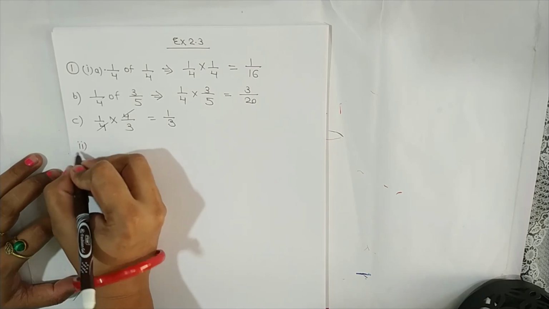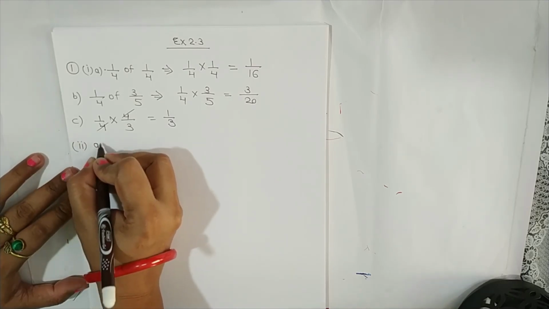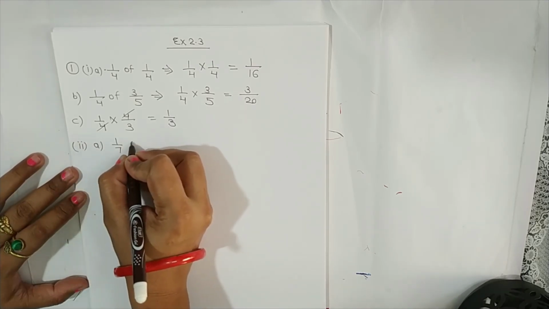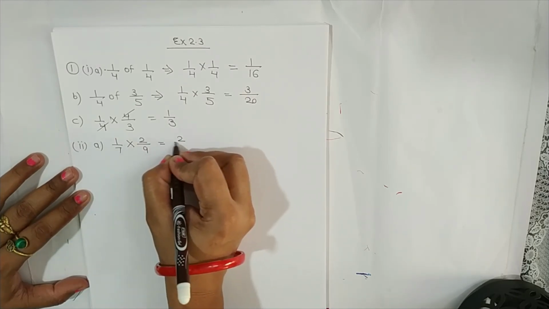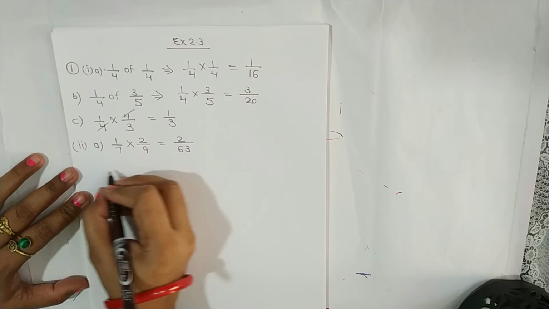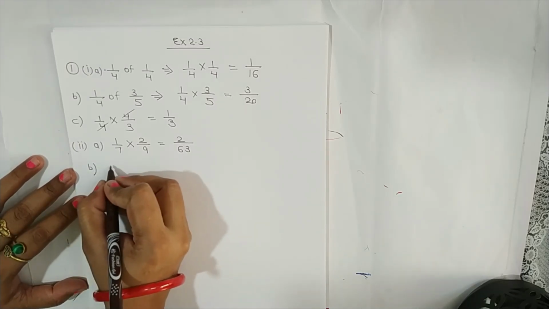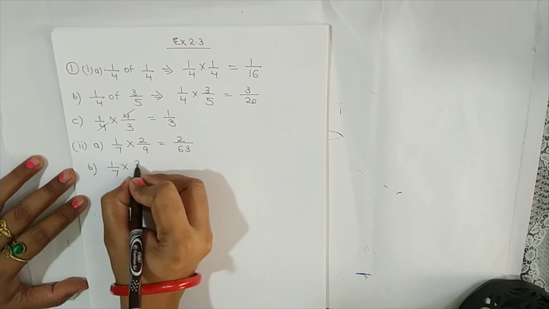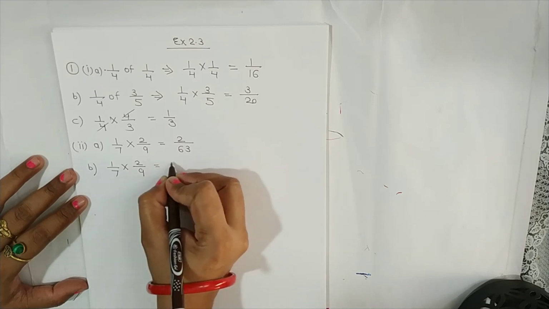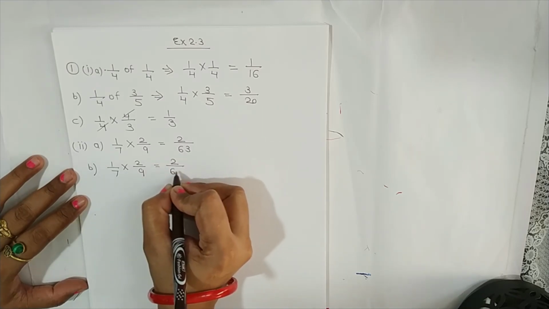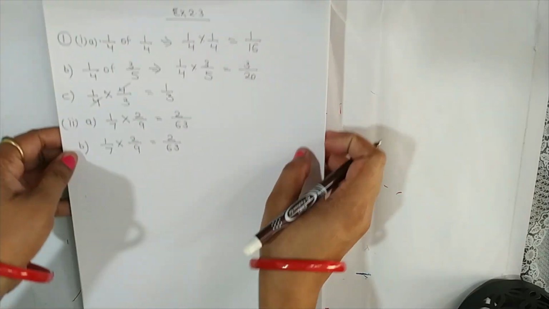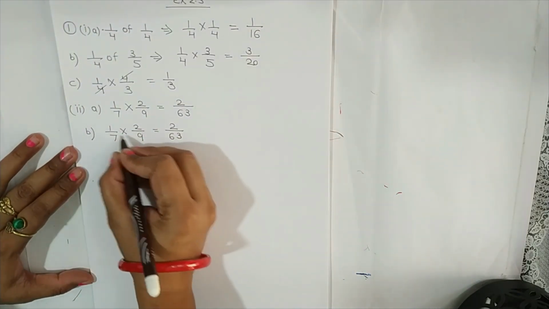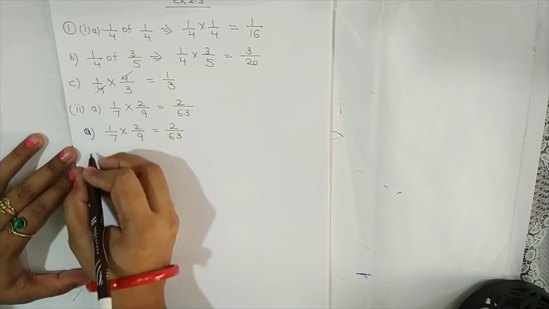Now second, A part, 1 upon 7 of 2 upon 9, that is multiplied. So it will be 2 upon 63. B part is 1 upon 7 into 2 upon 9. So it will be 2 upon 63. Oh, I repeated the question. So this is the A part.